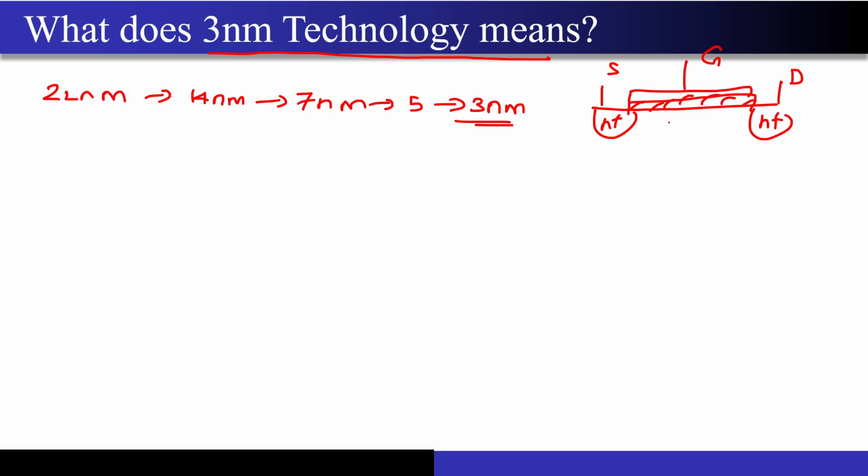When the devices were longer, this technology node actually used to represent this length, that is the gate length that was actually present. But now this 3 nanometer is just a marketing gimmick. It does not represent this gate length anymore.